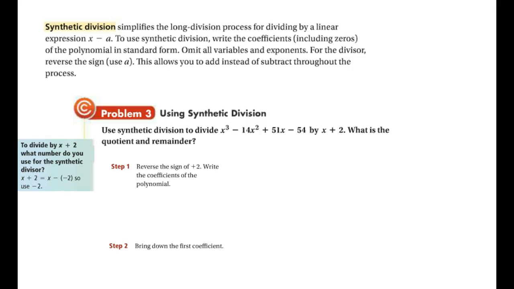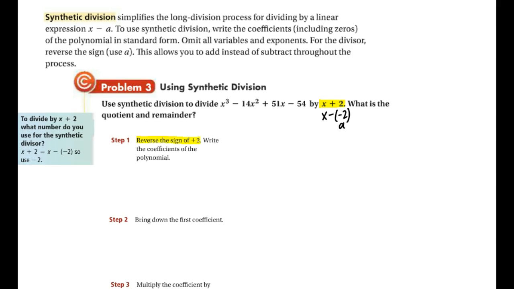Now we're going to be discussing the other process that helps us divide polynomials, and that's called synthetic division. It simplifies the long division process by dividing by a linear expression x minus a. In order to use synthetic division, we're going to write the coefficients, including zeros, of the polynomial in standard form. We're not going to be writing down the variables and the exponents until the very end. For the divisor, we're going to reverse the sign, which means we're using the a value. This is going to allow us to add instead of subtract throughout the whole process.